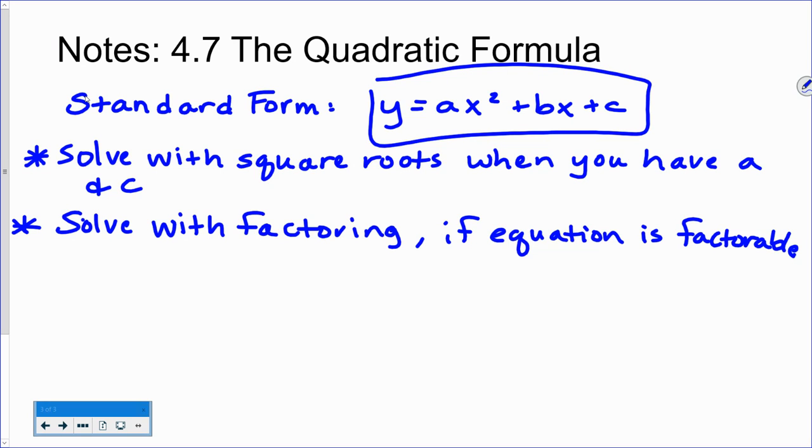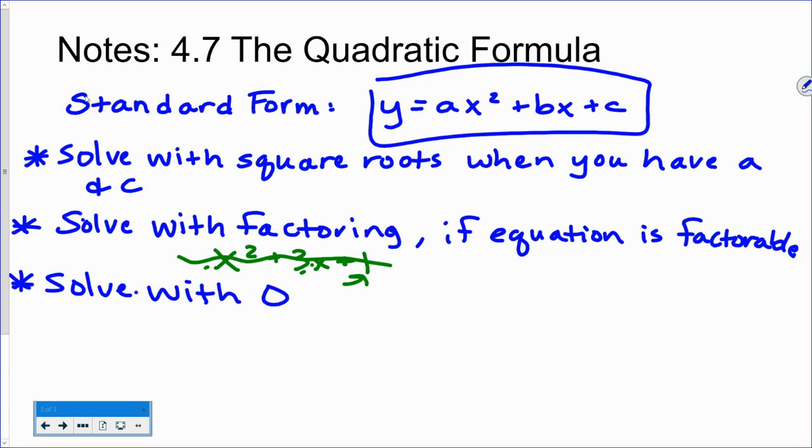All right, at some point we got to realize that if I had x squared plus 3x plus 1, I can't factor that because 1 times 1 is the only thing that gives me 1 and it doesn't add to 3. All right, so I can't use factoring for something like that. So then I have to resort to the quadratic formula because I've got an a, a b, and a c here, so I can't use square roots. Okay, so we will solve with the quadratic formula.